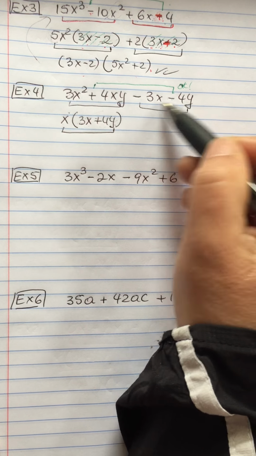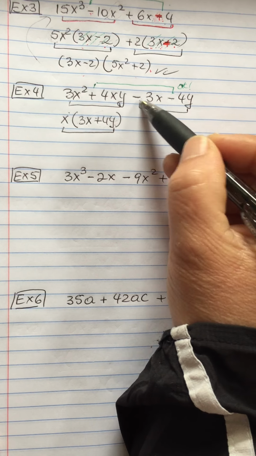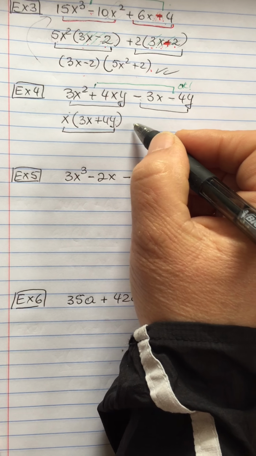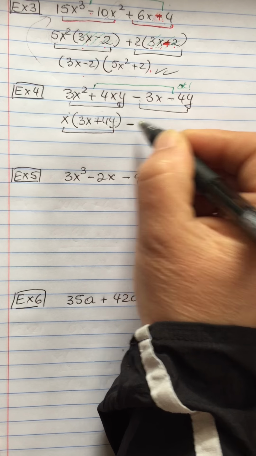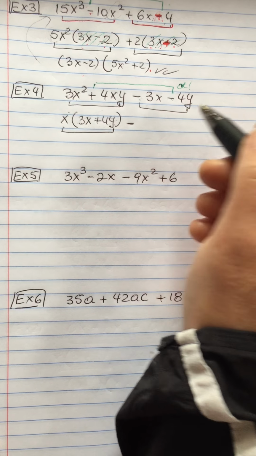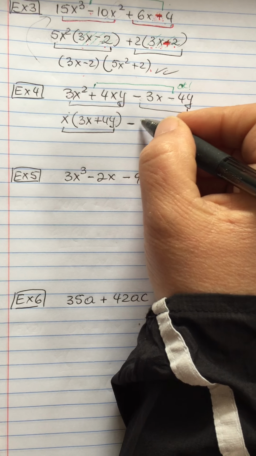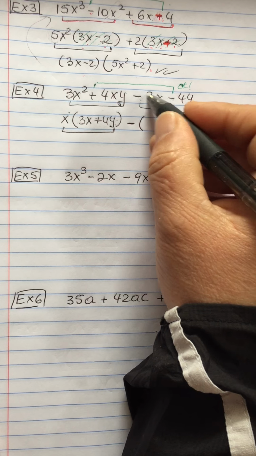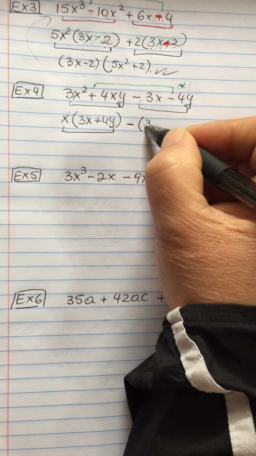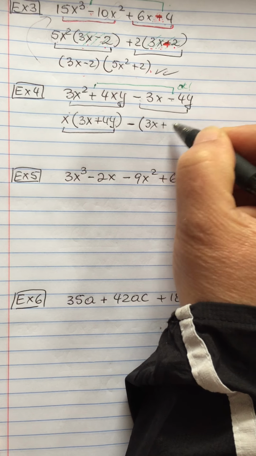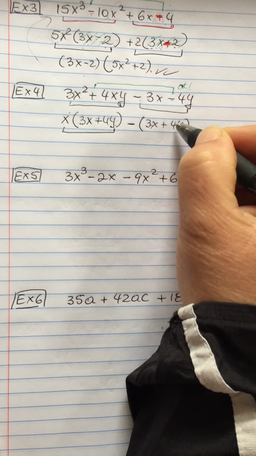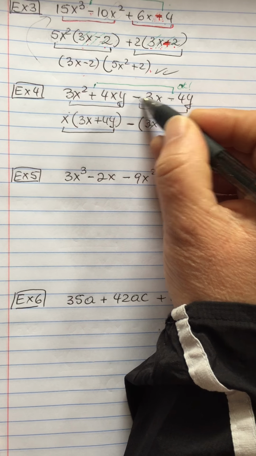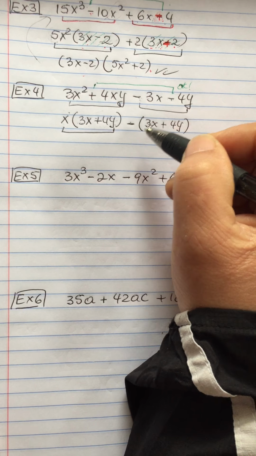Now, what is common in the second group? Only the negative sign, nothing else. So let's factor it out. Really, we are factoring -1, but we don't write -1. Okay? Let me open parentheses, write what is left, 3x plus 4y. So these terms are both positive because the common negative sign is in front, okay?